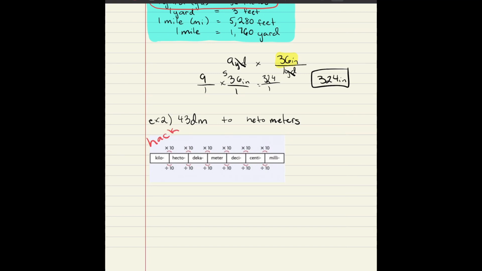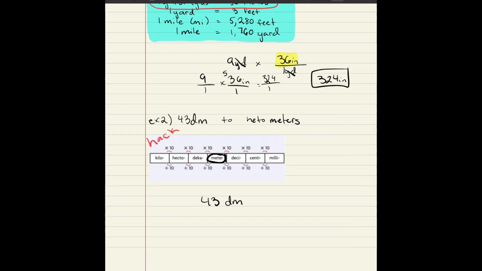This is our hack. So you just need to have this table. And we have kilo, hecto, deca, and then we just have meter in the middle. That's our base. So this is where everything starts. And then you add meter to the end of all of these. So decimeter, centimeter, millimeter, decameter, hectometer, kilometer.